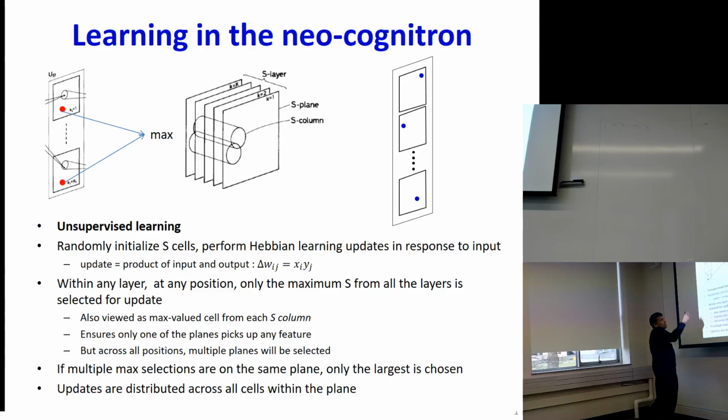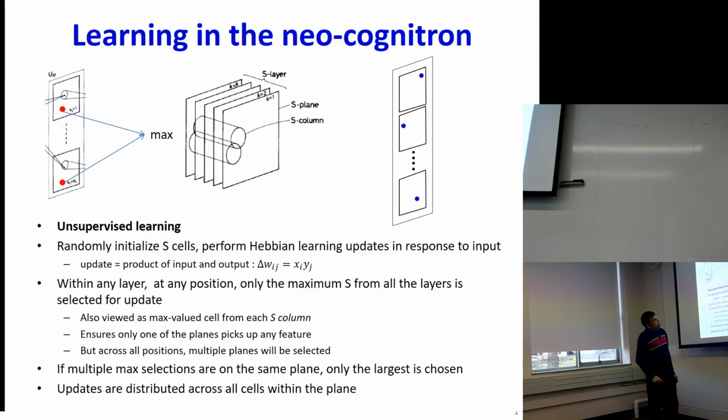You would randomly initialize the S cells. C cells, of course, have a fixed response. There's nothing to learn on the C cells. And then you use a very simple Hebbian learning: each weight is incremented by a value which is simply the product of the input to the weight and the output of the neuron that it connects to, right?